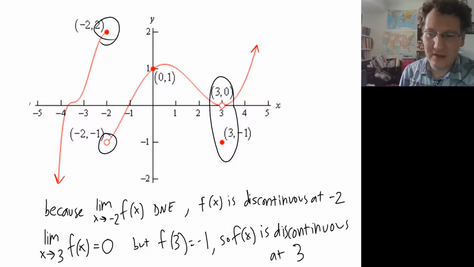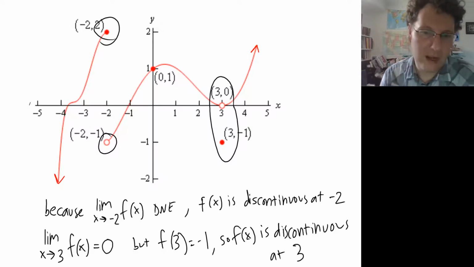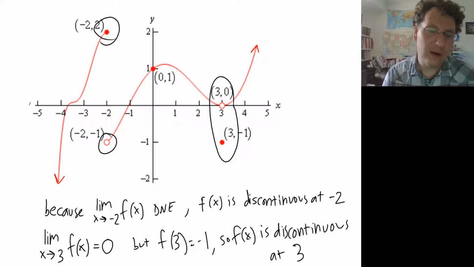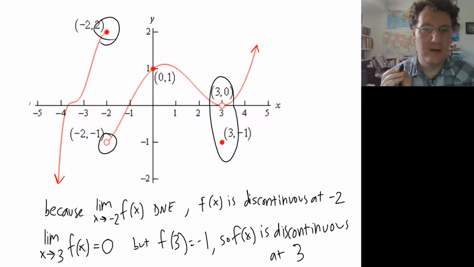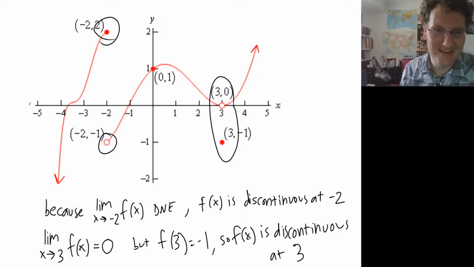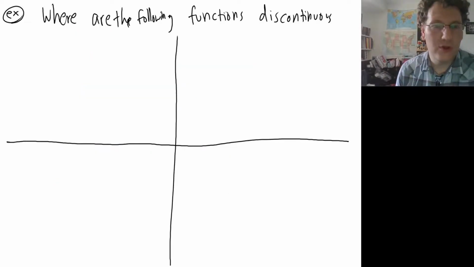And so intuitively now you can understand that a discontinuity is where, if you were drawing the function, you would have to lift up your pen in order to continue drawing the function. Because in order to draw that dot at 3, negative 1, you need to pick up the pen to draw that other dot. We're going to look at a few functions and just identify where the functions are discontinuous.